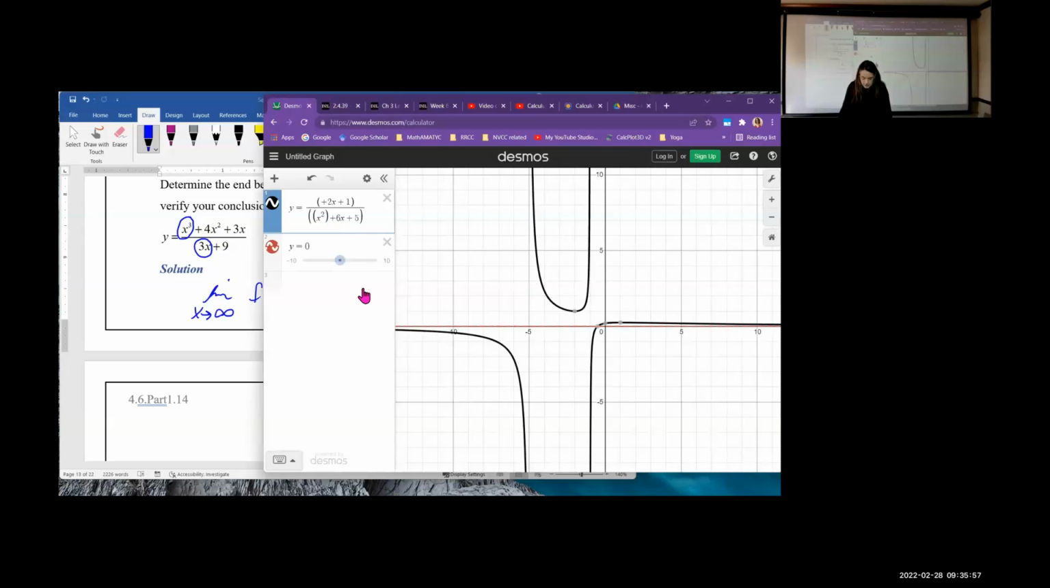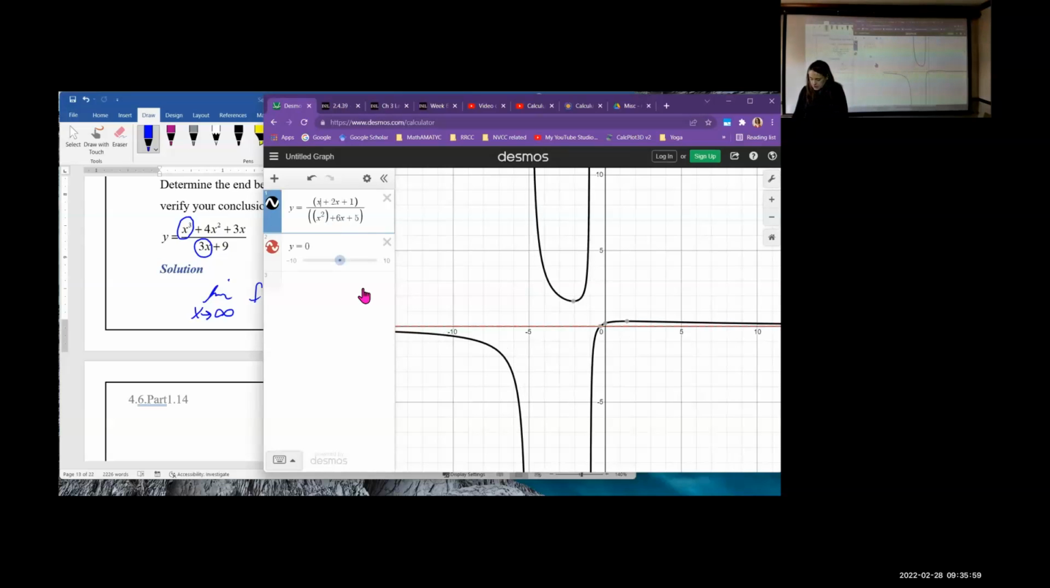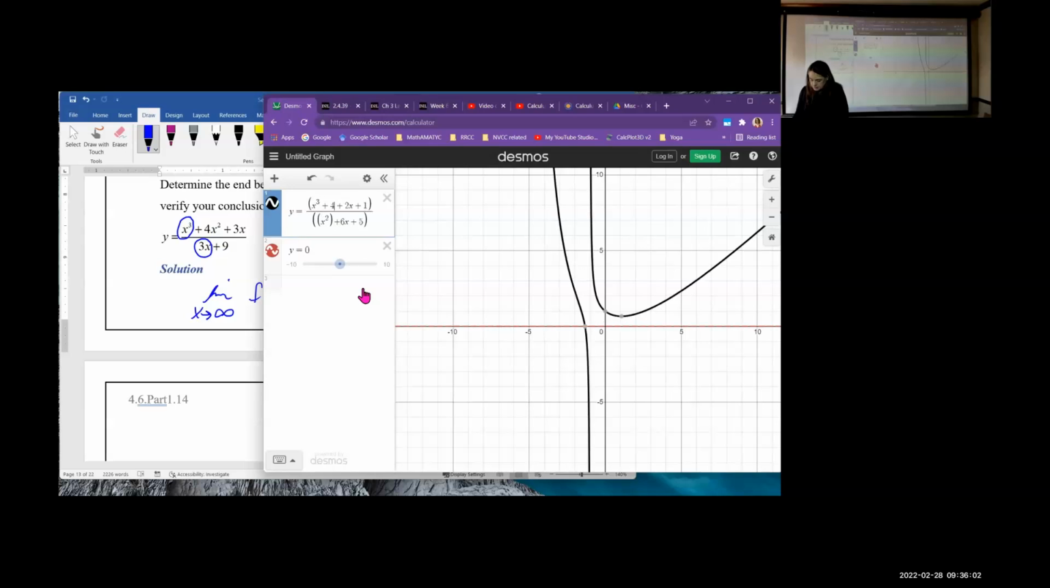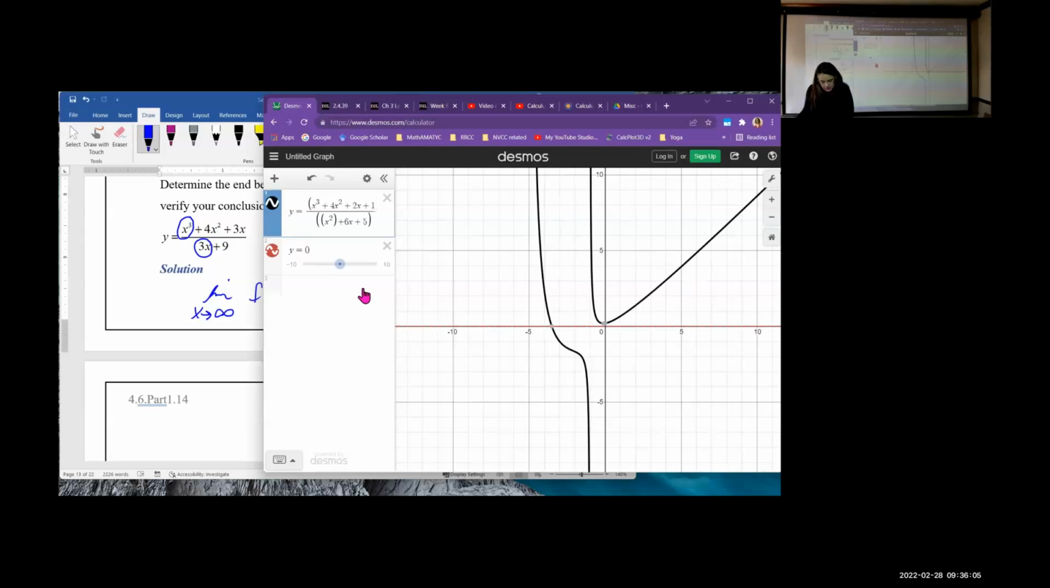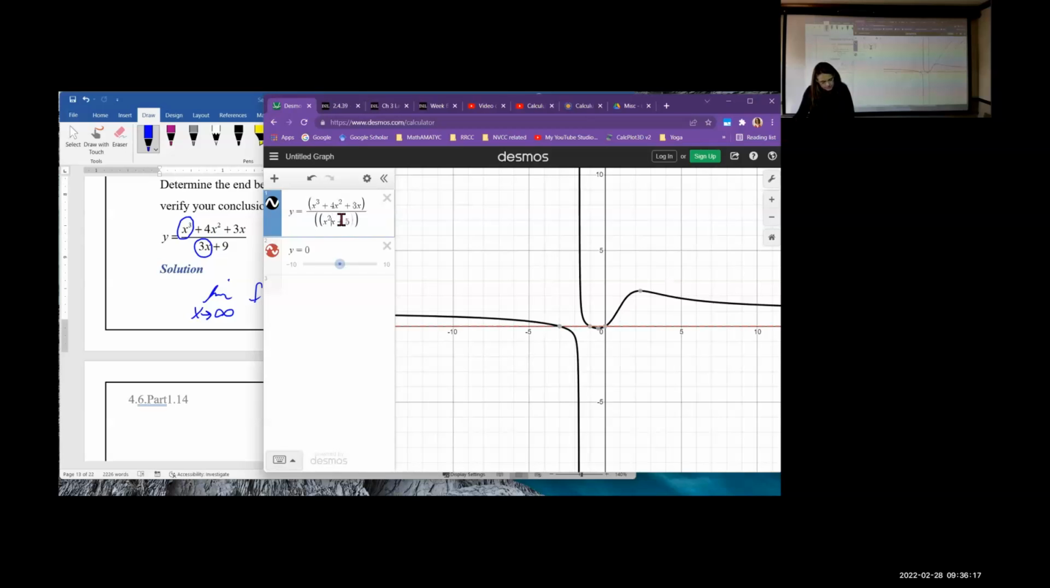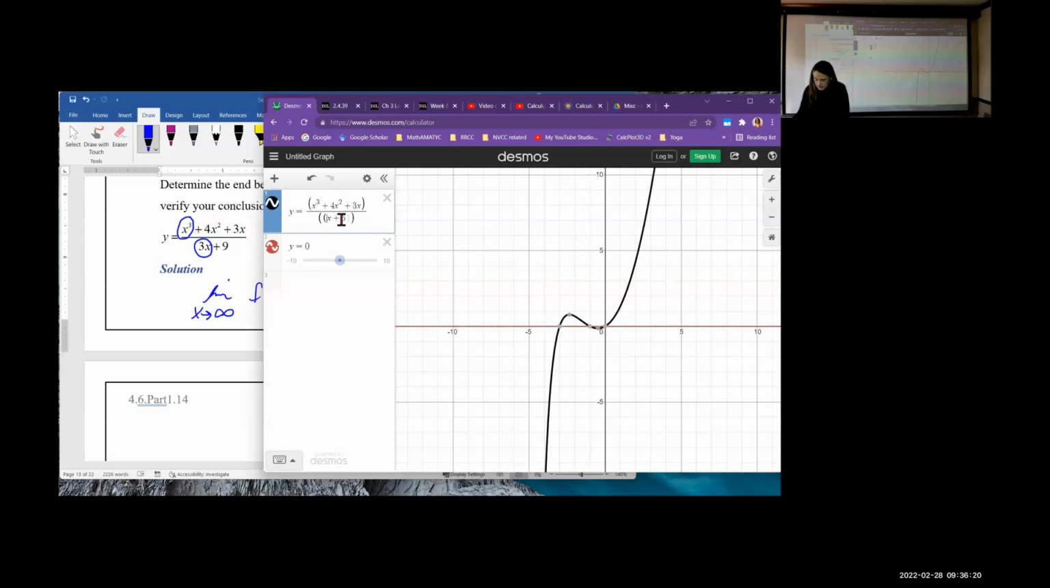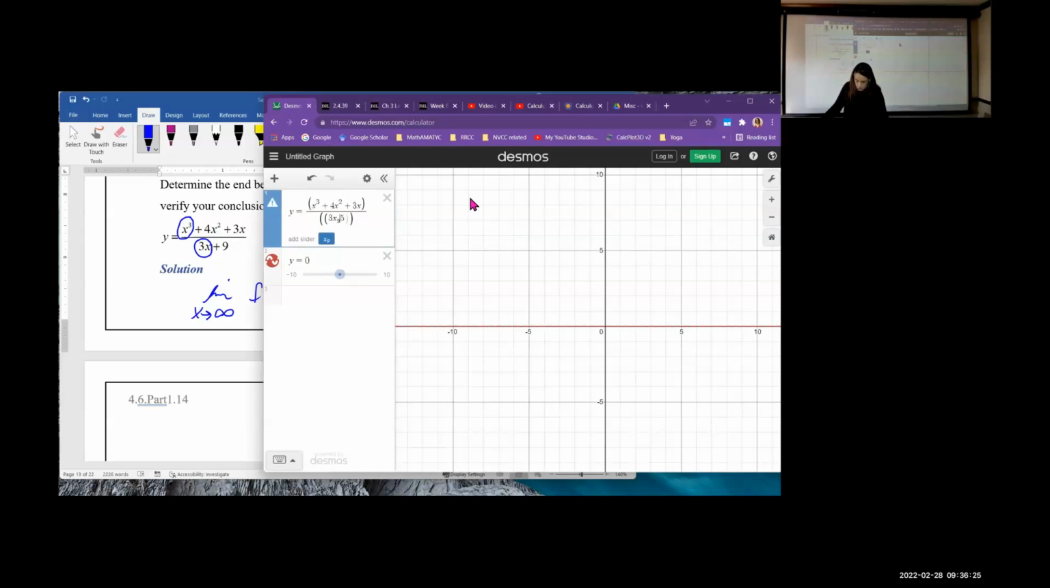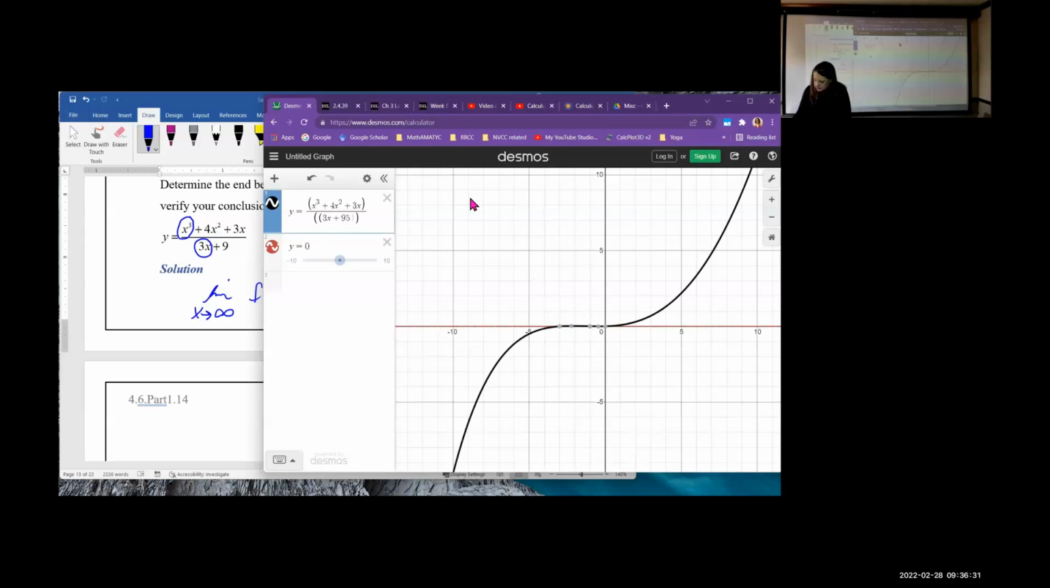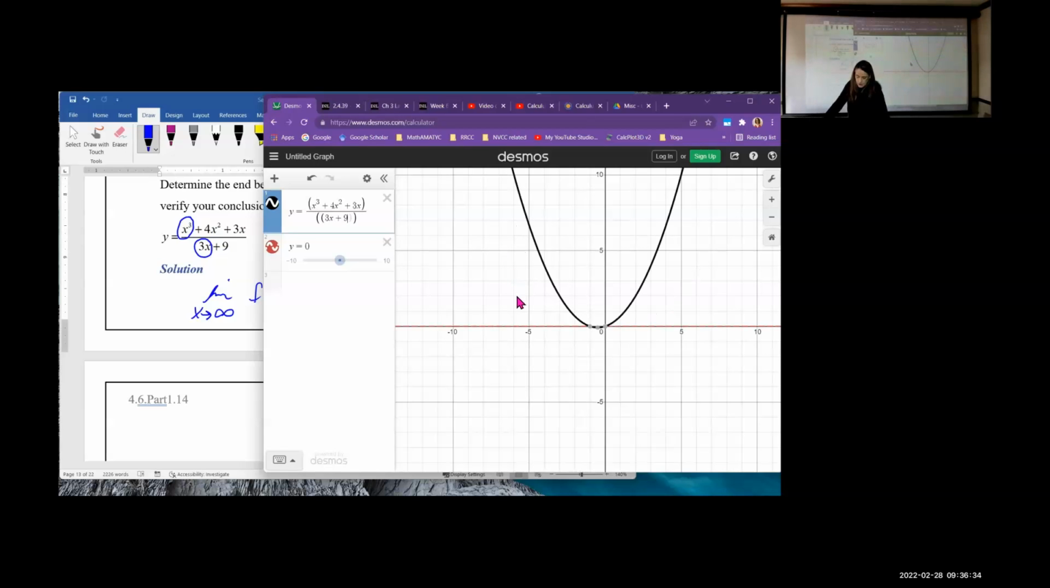So I have x cubed plus 4x squared plus 3x over 3x plus 9. Oops, wrong place. 3x plus 9. There we go. All right. In fact, it follows it very, very closely.